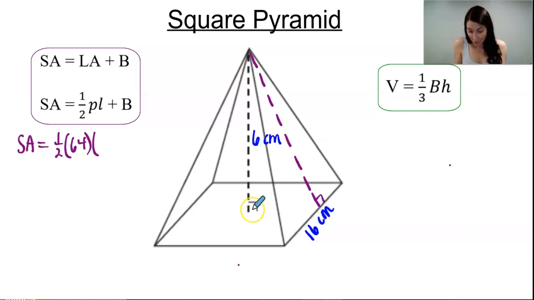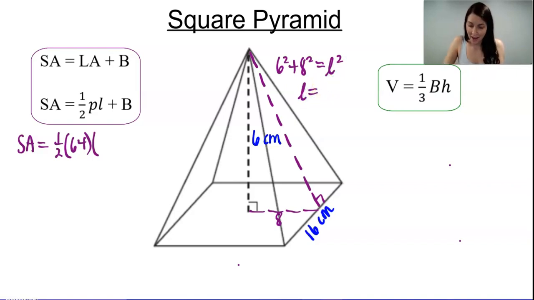To find it, we're going to have to set up this right triangle, where the right triangle has a height of 6, and the base would be half of one of those sides, so that would be 8, and we'd have to find the hypotenuse. You can use the Pythagorean theorem to see that 6 squared plus 8 squared is going to equal, let's use L for slant height, L squared. When you solve for L, you are going to find that L is 10. So we can label that as 10. And then over here in our surface area equation, we can put the 10 by the slant height.